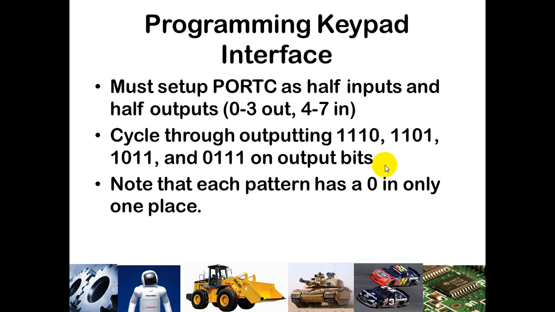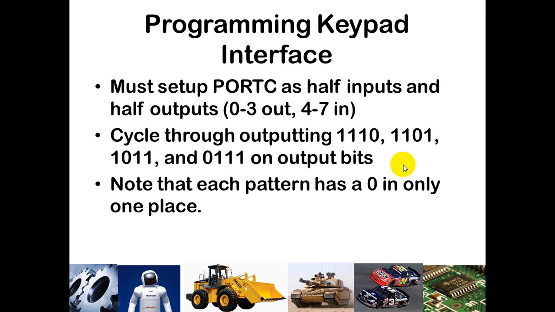And so we have to set up port C using TRIS C as half inputs and half outputs, and what we're going to do is cycle through these 4-bit patterns. You'll notice these 4-bit patterns are the only 4 patterns where there's a 0 in exactly one place and all the rest of the bits are 1. So you'll output 1110, 1101, 1011, and 0111.